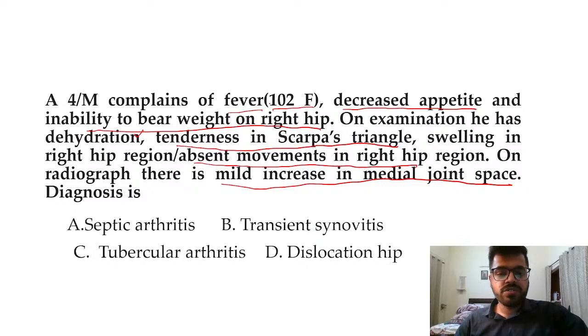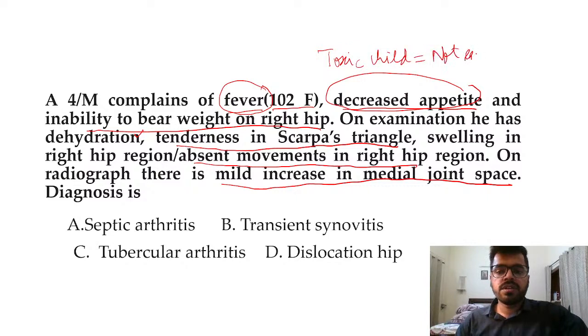So this question is very straightforward. 4-year-old child has high grade fever and decreased appetite. So there's a toxic child. Toxic child means not eating, not sleeping, and he has problem in his right hip. So the diagnosis here is septic arthritis.